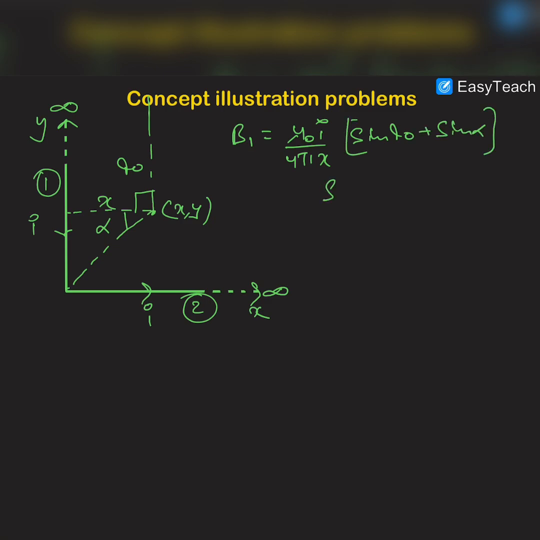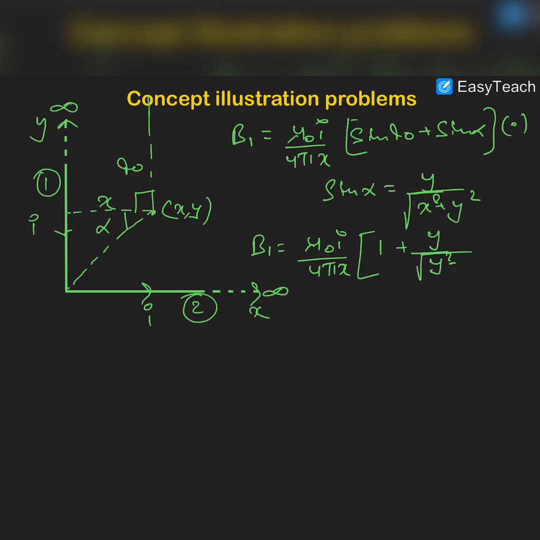and sin alpha will be equal to perpendicular upon hypotenuse. Perpendicular is y, hypotenuse is r, so y upon r is y upon under root of x square plus y square. And this magnetic field is pointing outside the plane. So B1 will be equal to mu naught I by 4 pi x (sin 90 is 1, and sin alpha is y upon under root of y square plus x square). Now B2.